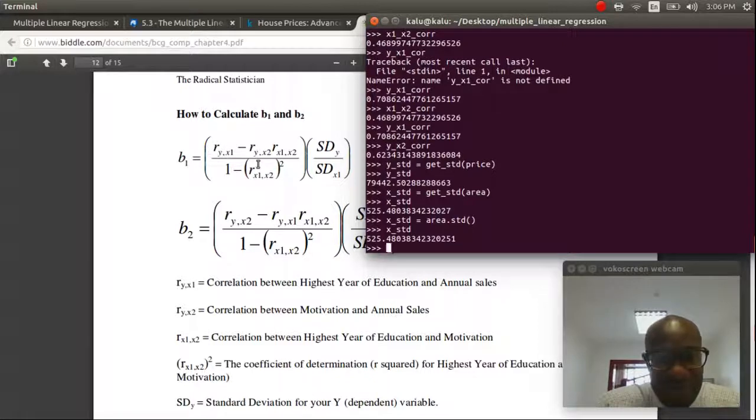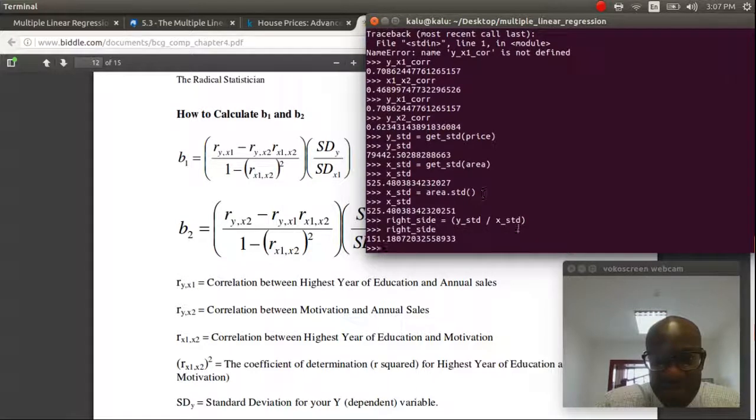So first let's do the numerator, the right side. So right side, this is this part. So this side equals our y standard deviation divided by our x1 standard deviation, which is the standard deviation of x, because x is our standard one. So x1 standard deviation, and that will give us this. Great, so now we have the right side. Let's just get the left side.